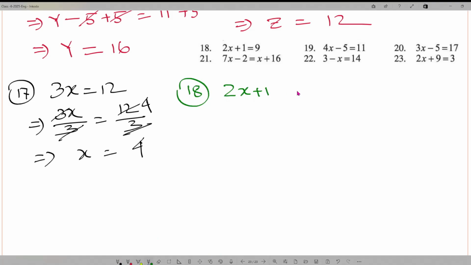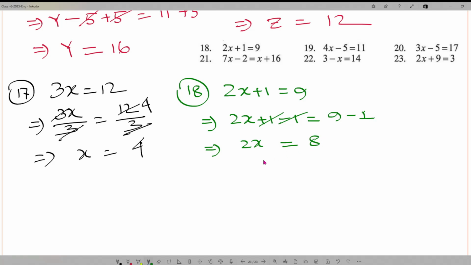Number 18, 2x plus 1 equals 9, so first 2x plus 1 minus 1 equals 9 minus 1, then plus 1 minus 1 cancel out, and here 9 minus 1 is 8. Therefore we divide both sides by 2, x equals 8 by 2, it means 4, and this is our answer.